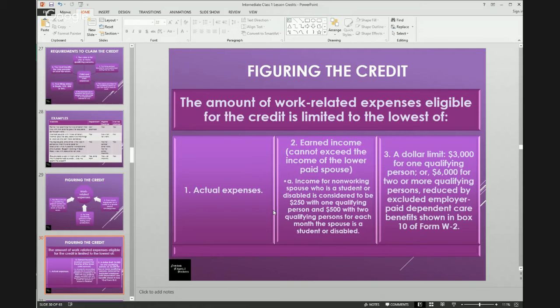The amount of work-related expenses eligible for the credit is limited to the lowest of the following: the actual expenses, the amount of earned income, and it cannot exceed the amount of income of the lower paying spouse. And then there's a dollar limit of $3,000 for one qualifying person and $6,000 for 2 or more qualifying people. This can be reduced by excluded employer paid dependent care benefits, and we'll explain the employer paid benefits here.